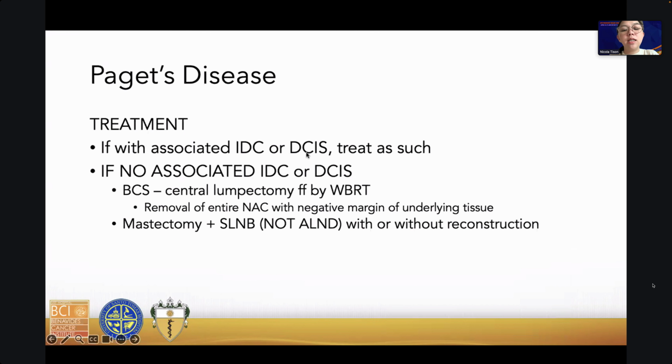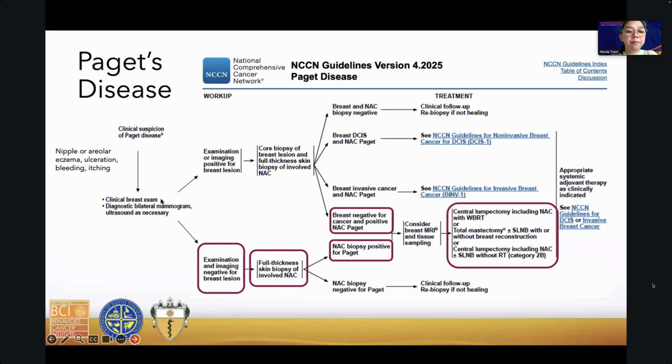If you have IDC or DCIS, we treat as such. But if there's no associated cancer and it's really just Paget's disease, then surgical options would be a central lumpectomy followed by whole breast RT, or a mastectomy with sentinel lymph node biopsy. So this is the flowchart in the NCCN guideline.